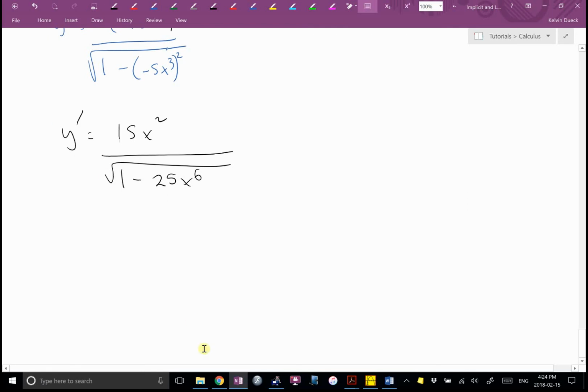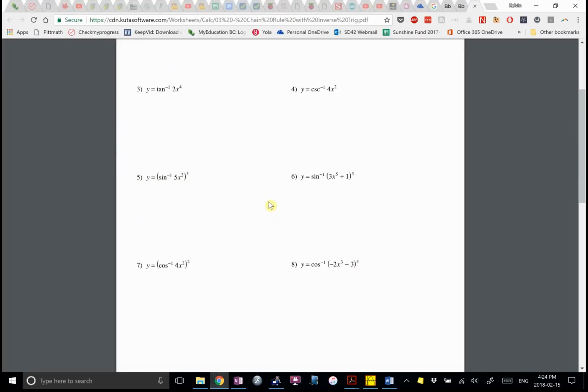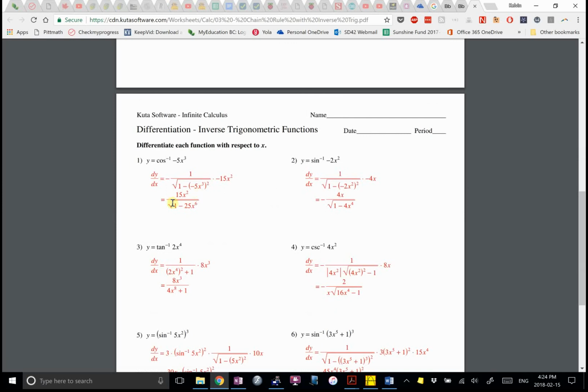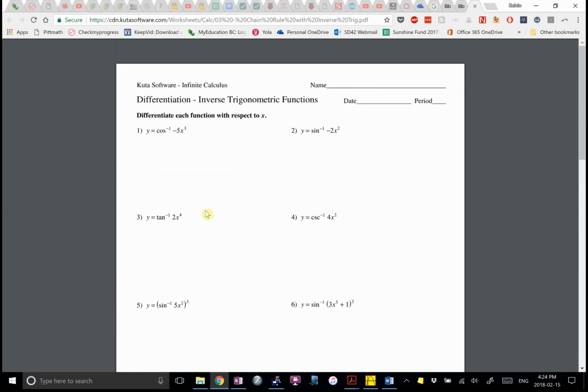I wonder if we're right. That was number one. Did we get 15x squared all over the square root of 1 minus 25x squared? We did! Cool! Neato! Benito!